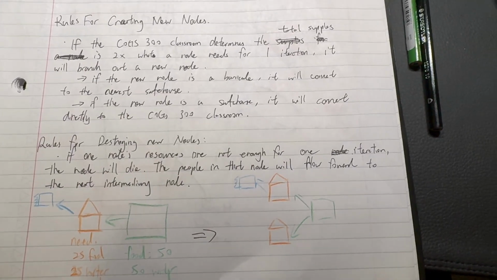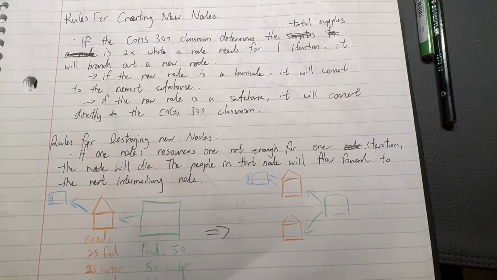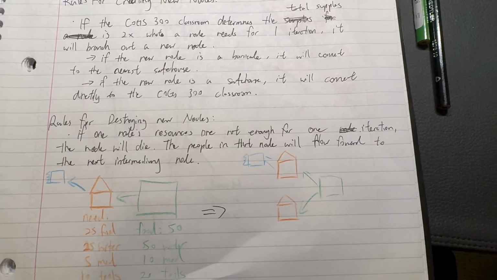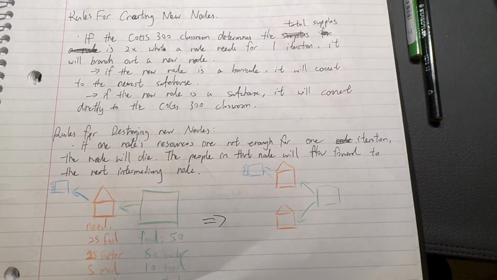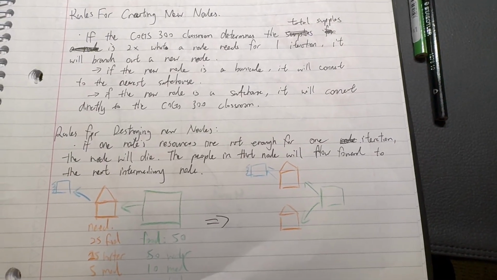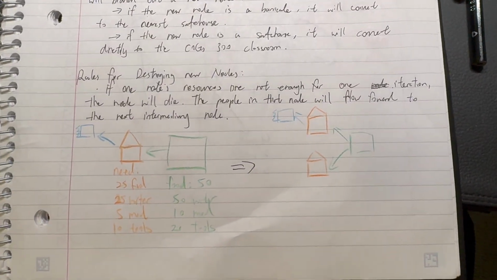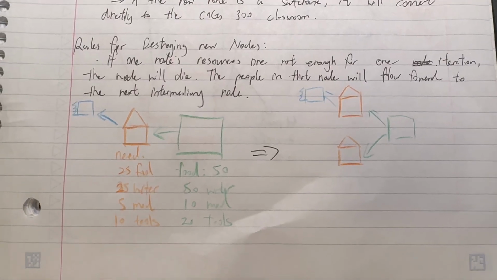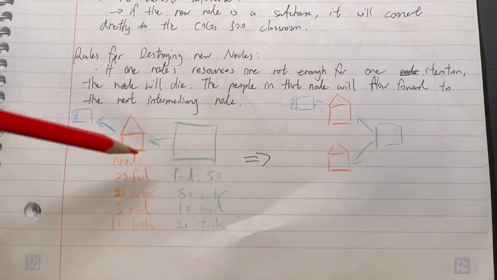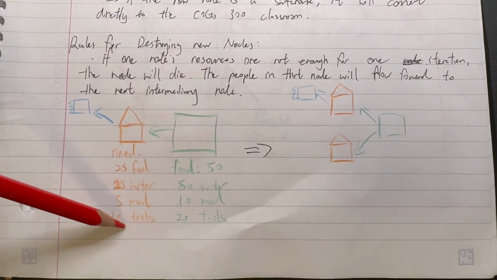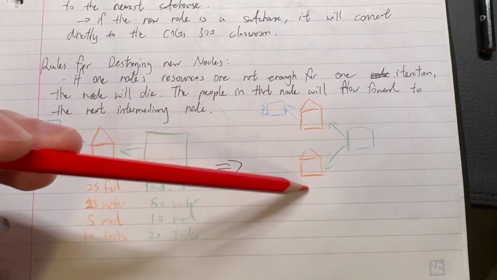And here are the rules for creating new nodes and rules for destroying nodes. I explained that in the previous section, but here is a more specific, detailed version of that. So if the COGS 300 determines that there is enough surplus for, for example, this safe house here to survive one more iteration, it will then go and create a new safe house here.